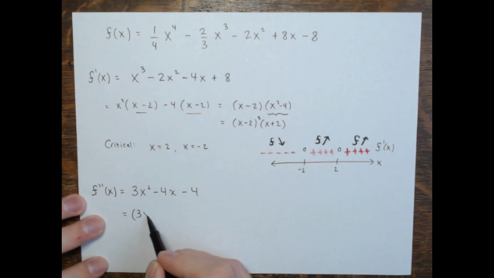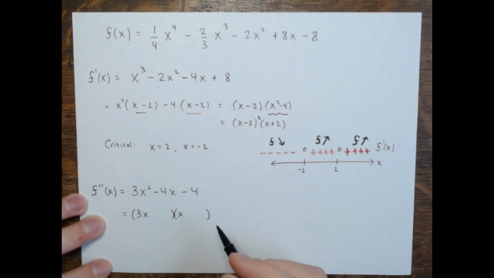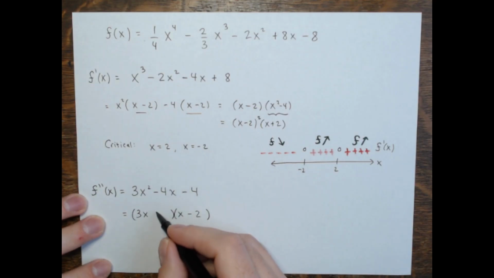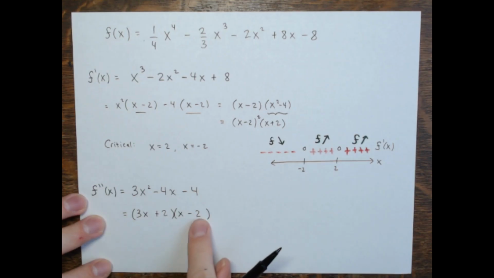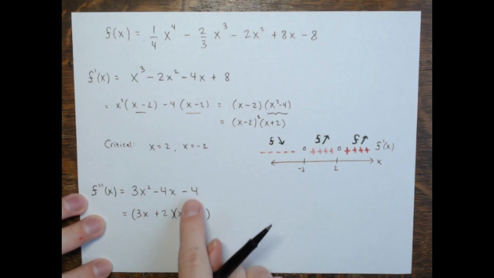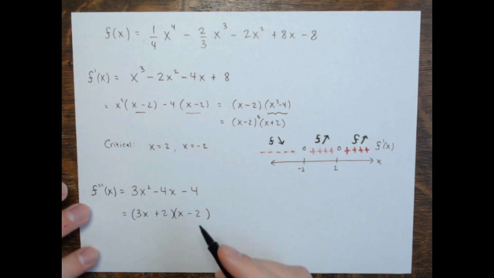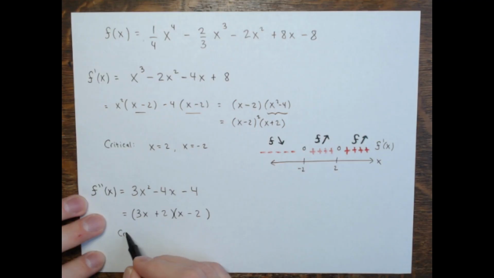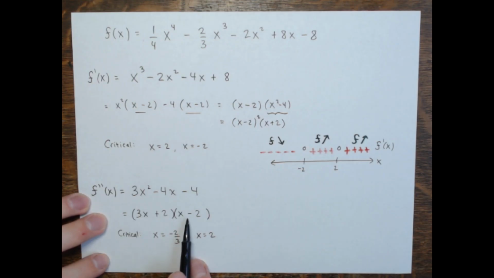All right, this would factor to one of them would have to have 3x, the other has x. Again, I need a negative 6 and a positive 2 to show up. So minus 2 here, plus 2 here. That'll give me minus 6x plus 2x for the minus 4x, and then minus 4 when I multiply these out. So the critical points for the second derivative are x equals negative 2/3, that makes this factor 0, the 3x plus 2, and x equals positive 2, where this factor is 0.